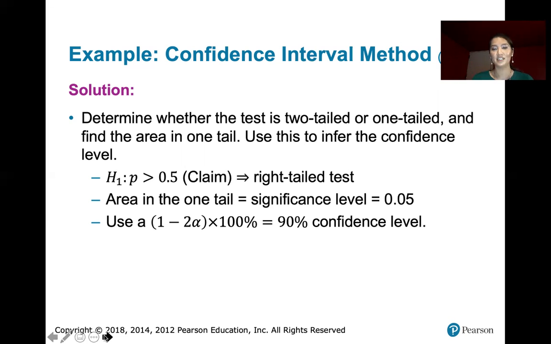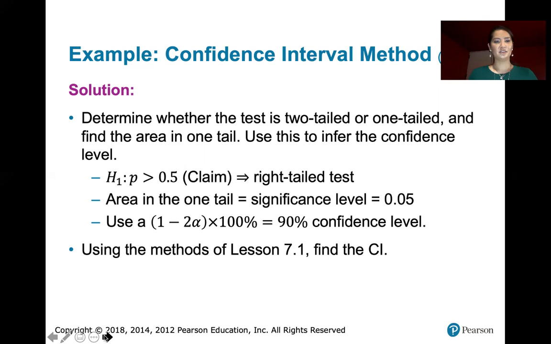Okay, so now I want to construct that confidence interval at a 90% confidence level. I'm not going to review this with you, but you're just going to use those formulas that were shown a few slides ago. If you need to review how to construct a confidence interval, go back to the videos and notes for lesson 7.1. That's where we discussed finding confidence intervals for population proportions. So using the methods of 7.1, we can find this confidence interval.